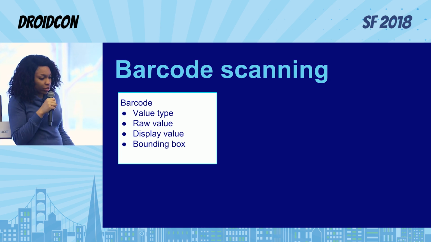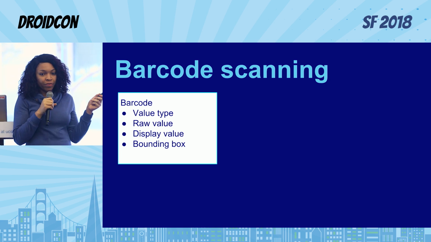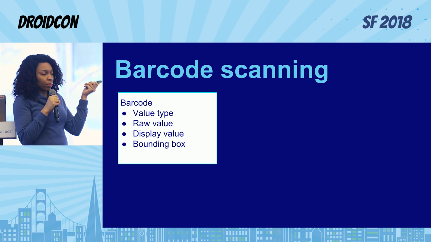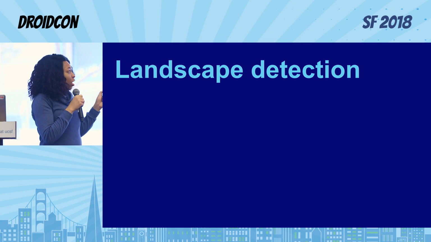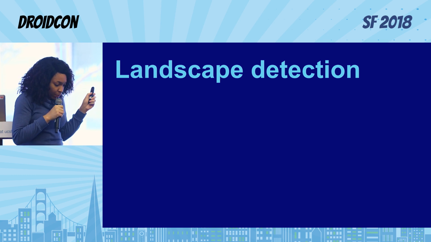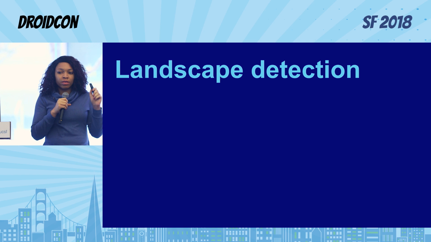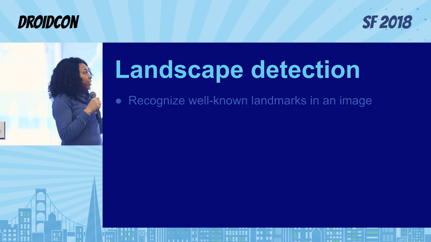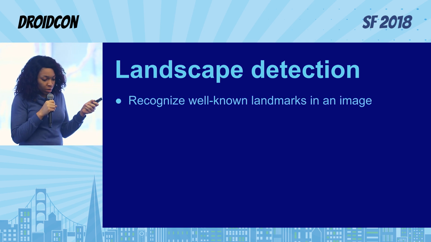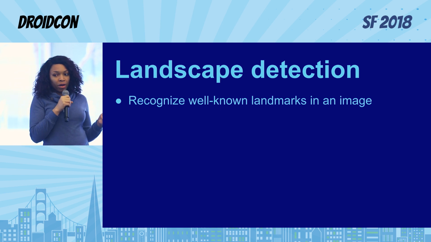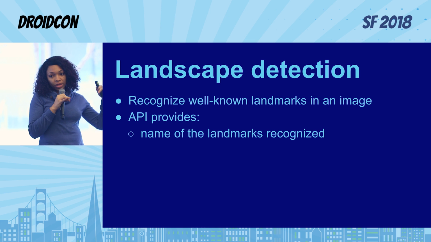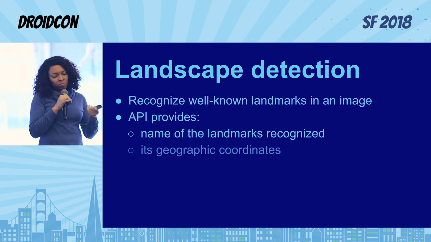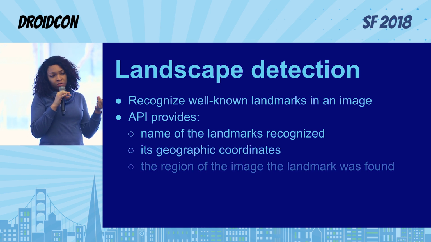Cool, so landmark detection. This is the one that's not yet available in the ML Kit library for Flutter, but I'm just going to go over it. The basic thing about landmark detection is that you can recognize landmarks in an image. That simply means that when you send in an image, you will get the name of the landmark, the coordinates, and the region in the image where the landmark is. That's really cool. You have different use cases for that.